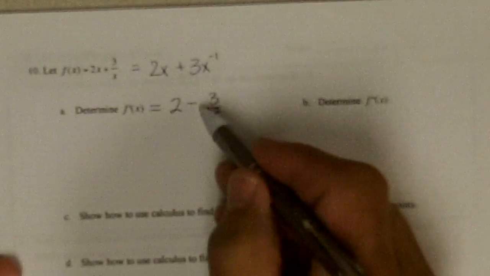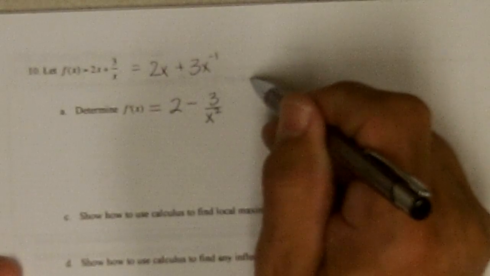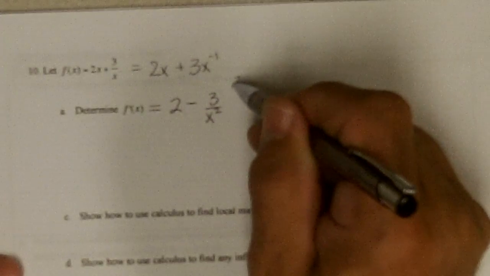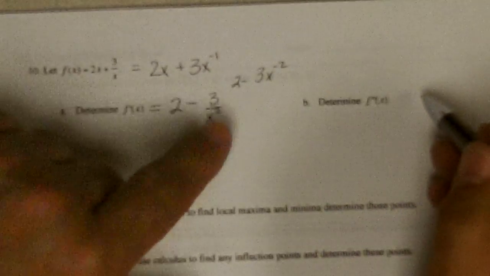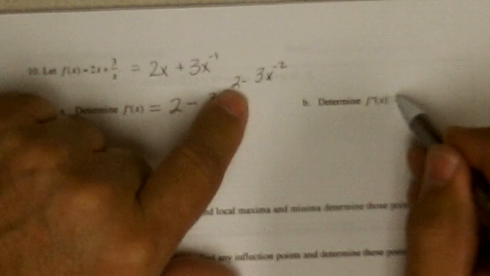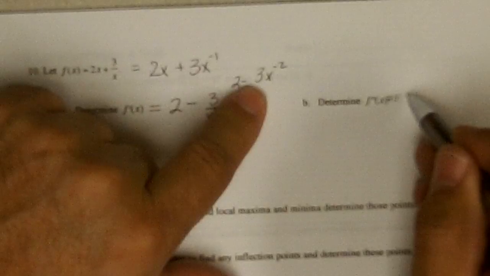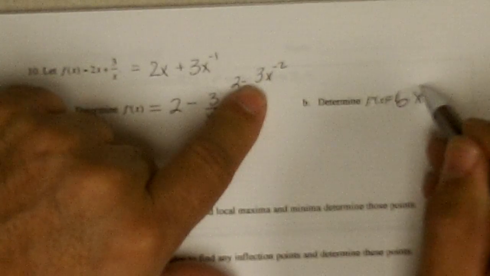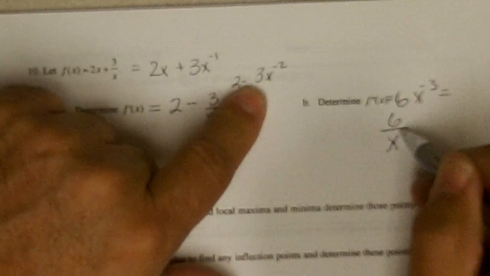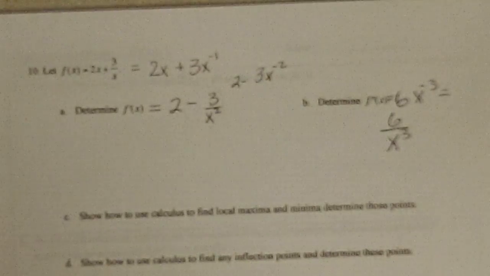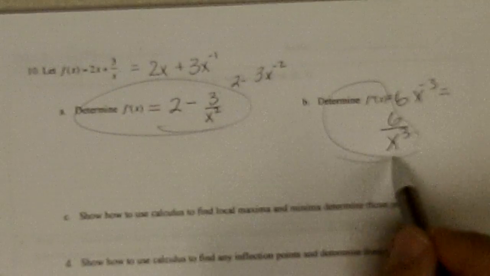f double prime would be just the derivative of this. And this is similar, was 2 minus 3x to the minus 2. The derivative of that would be positive 2 times 3 is 6, x to the minus 3, which is 6 over x cubed. So we got the first derivative and the second derivative.